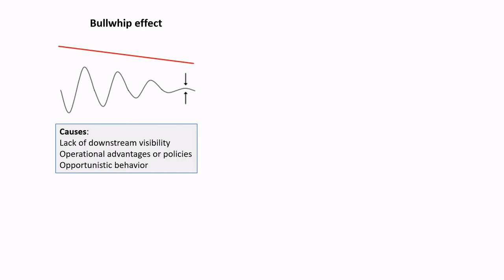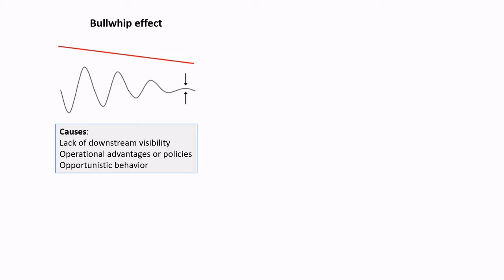For example, the distributor or the retailer amplifies the demand signal from the customer, and then the manufacturer does the same, and the raw material supplier does the same. So a small fluctuation of demand generates a big fluctuation in the downstream part of the supply chain. So what generates this? I have in mind three causes.